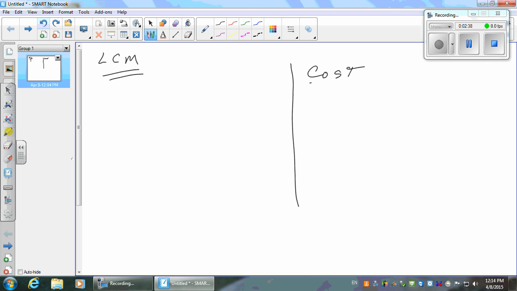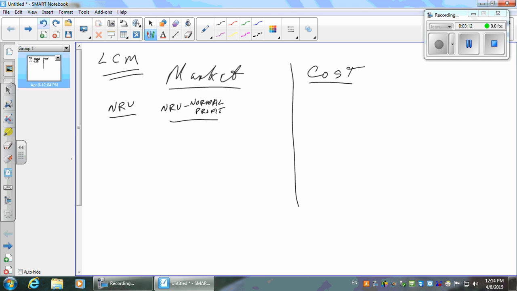It's this simple. Okay? And we'll put market over here. There are going to be three different types. What are the three? What do we call them? Net realizable value is one. And net realizable value minus normal profit, which is sort of a normal cost of goods sold. We don't call it that. And what's the other one? Replacement.